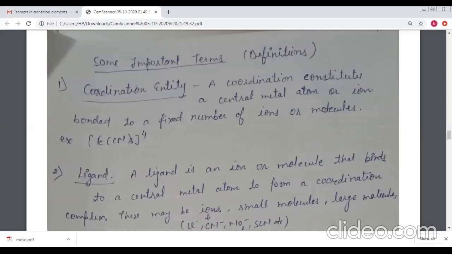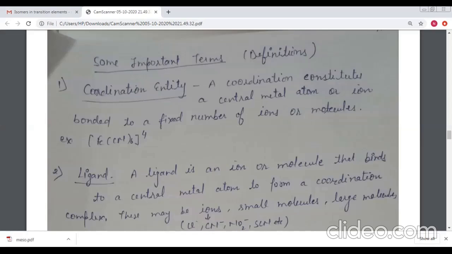The ligand is an ion or a molecule that binds to the central metal atom, so they form the coordination complex or coordination entity. Now the example is [Fe(CN)6]4-. It is a coordination entity. Now come to the next point, ligand. Now discussing the ligand: ligand is an ion or a molecule that binds to a central metal atom to form a coordination complex.